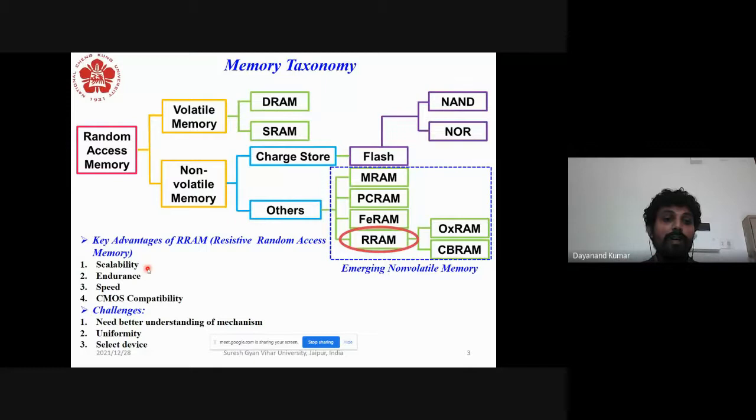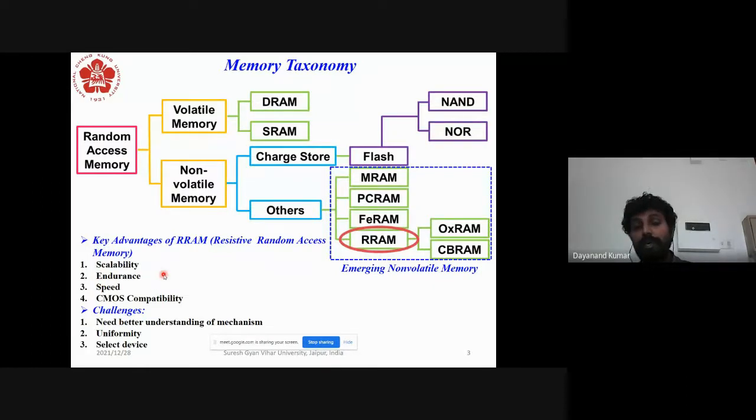So how will you achieve this? Scalability is a big challenge for other kinds of memories. But here, you can go to the sub-nanometer range. RRAM has the big advantage that you can go to the sub-nanometer technology range. So that is a good advantage for future prospects. If you want to make an artificial synapse or future RRAM technology, you can use these devices due to the good scalability. Another one is the endurance.